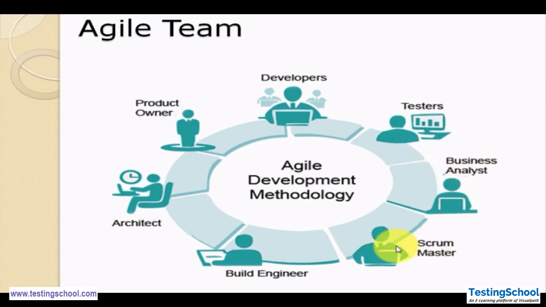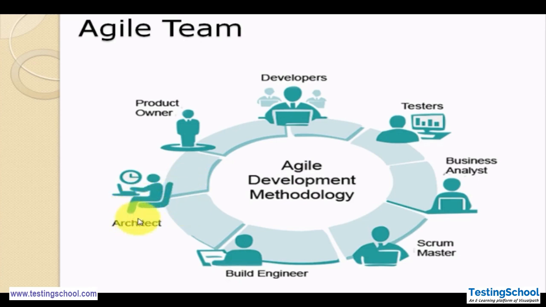Then we have the scrum master who is going to guide through this cycle and he will look after what is going on in this particular sprint and he will see who is working on what piece of code. Then we have the build engineer who will be responsible to create the build. Then we have the architect also.